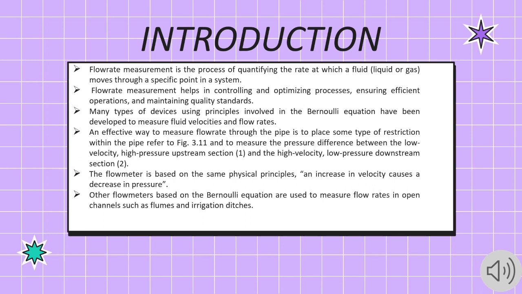Many types of devices using principles involved in the Bernoulli equation have been developed to measure fluid velocities and flow rates. An effective way to measure flow rate through the pipe is to place some type of restriction within the pipe, referred to figure 3.11, and to measure the pressure difference between the low velocity high pressure upstream section and the high velocity low pressure downstream section. Other flow meters based on the Bernoulli equation are used to measure flow rates in open channels such as flumes and irrigation ditches.